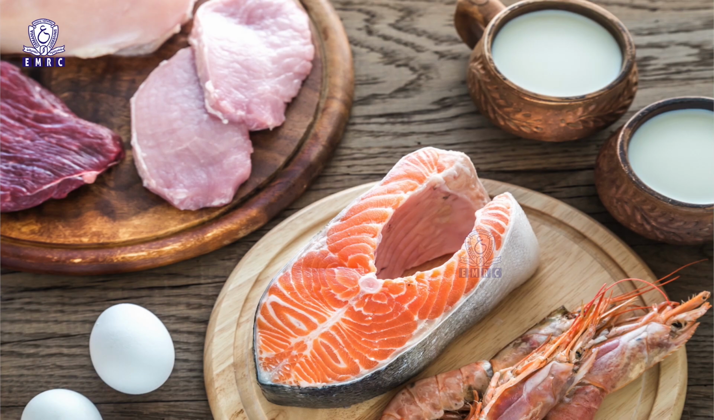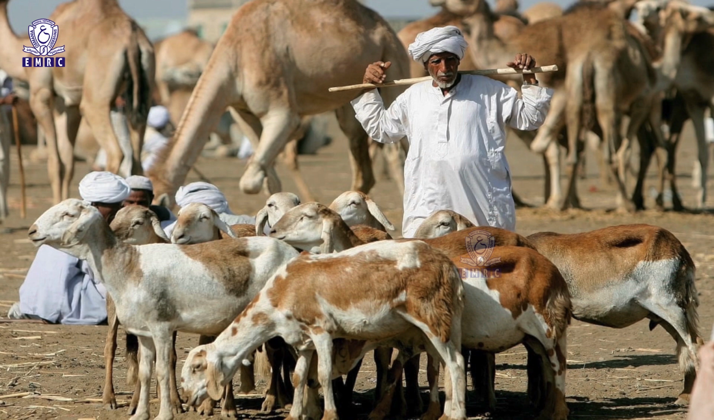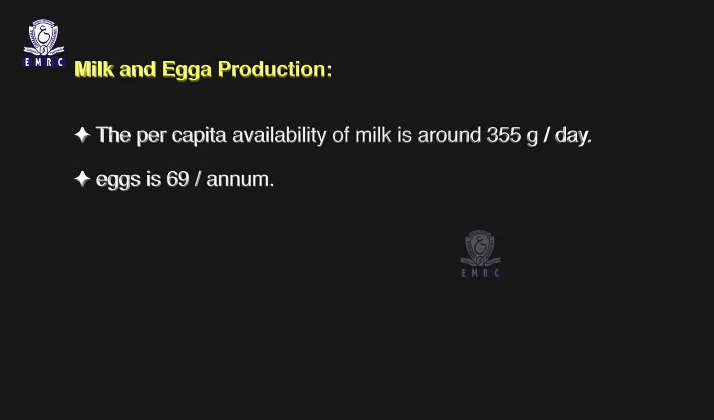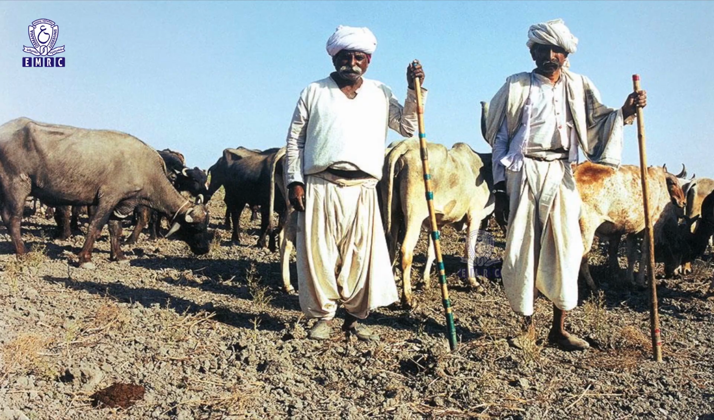Food. The livestock products such as milk, meat and eggs are an important source of animal protein to the members of the livestock owners. The per capita availability of milk is around 355 grams per day, eggs is 69 per annum. Social security. The animals offer social security to the owners in terms of the status in the society. The families, especially the landless, which own animals are better placed than those who do not. Gifting of animals during marriages is a very common phenomenon in different parts of the country.